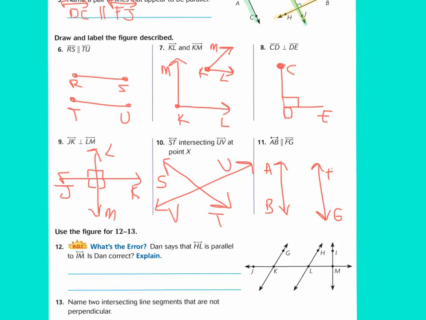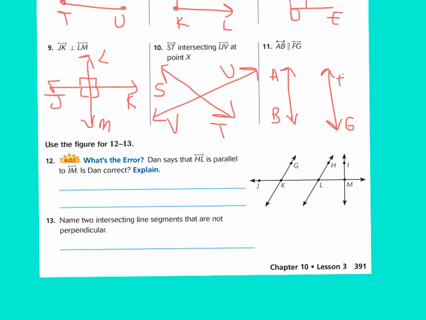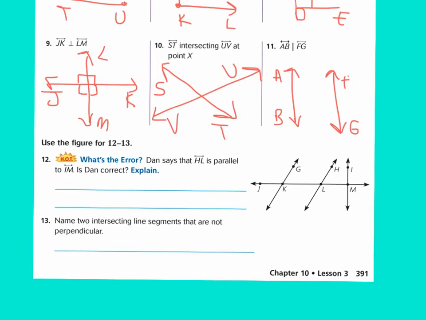And then lastly, we have question 12 and 13. What is the error? You know, I love an error. It says, Dan says that, using the figure to the right, line HL, so here's HL, is parallel to line IM. Is Dan correct? And explain why. I would definitely say no.